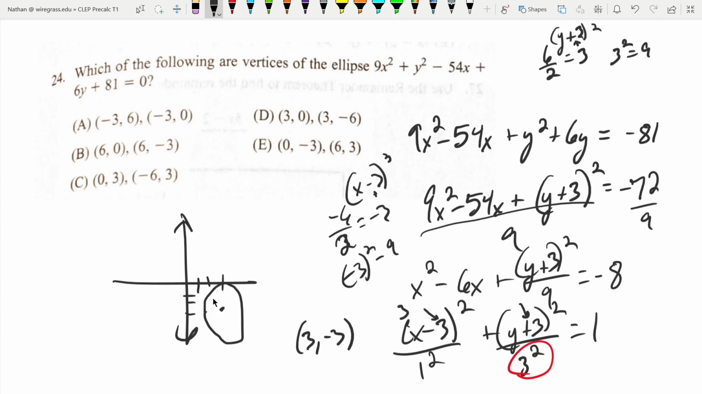But really, the big thing you need to know is that the center is going to be here at 0, and then 1, 2, 3 down, a 0 here. So that's going to give us a point at 3, 0, and then here is going to be 3, negative 6. So that looks like D.